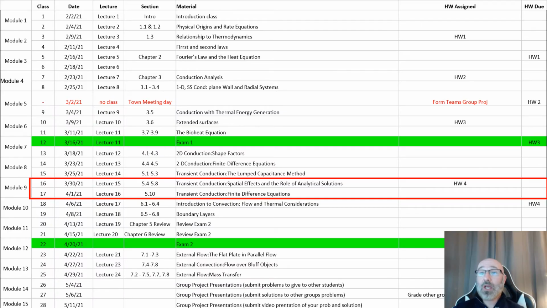So let's take a look at our course schedule for the semester right now and see where we're at. We're down here in module 9 right now. This week, we're going to wrap up our chapter 5. Our first lecture is going to be dealing with sections 5.4 through 5.8. Then we'll be looking at 5.10 for our second lecture, where this lecture is going to be dealing with our spatial effects and the role of analytic solutions. And then the second lecture is going to be dealing with our finite difference equations. As you can note, our homework number 4 is going to be assigned on this Monday, due on this Monday right here. So these are a few things that we want to take a look at as we're going through.